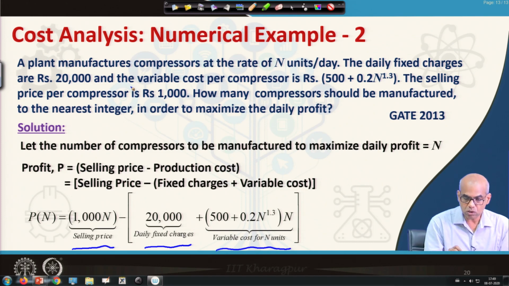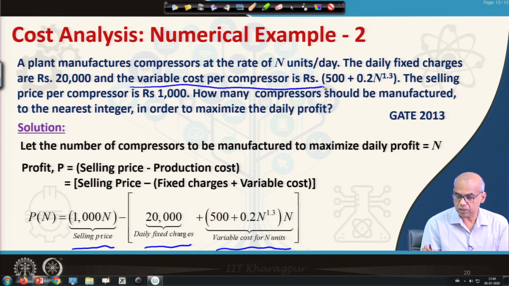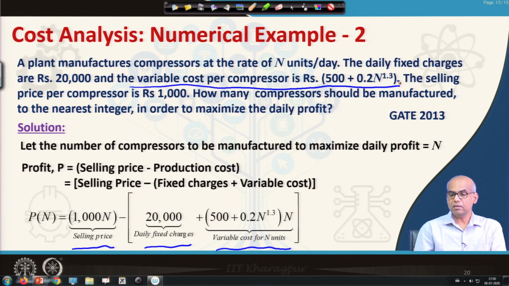Because the variable cost per compressor is given as 500 plus 0.2 into n to the power 1 by 1.3, you have to multiply this quantity with n to get the variable cost for n compressors. So, this is the daily profit.